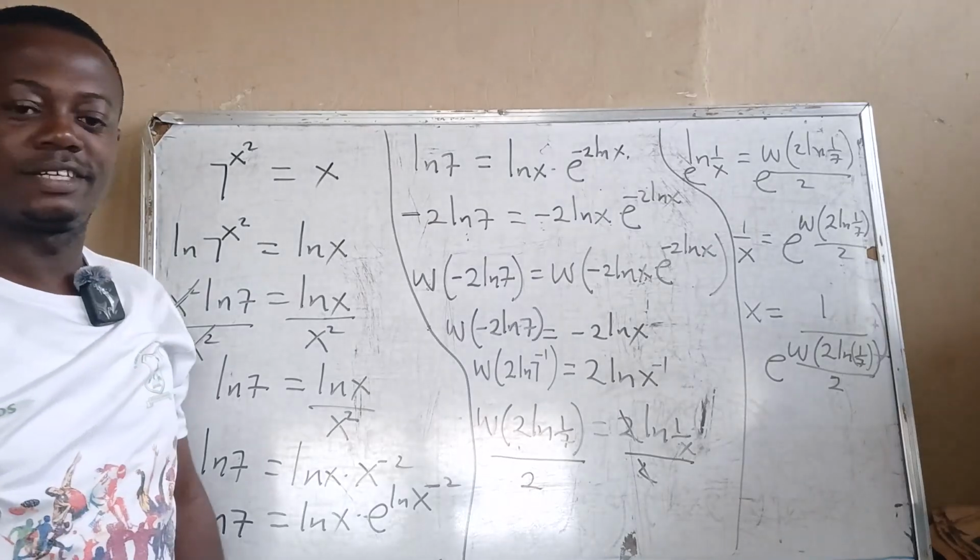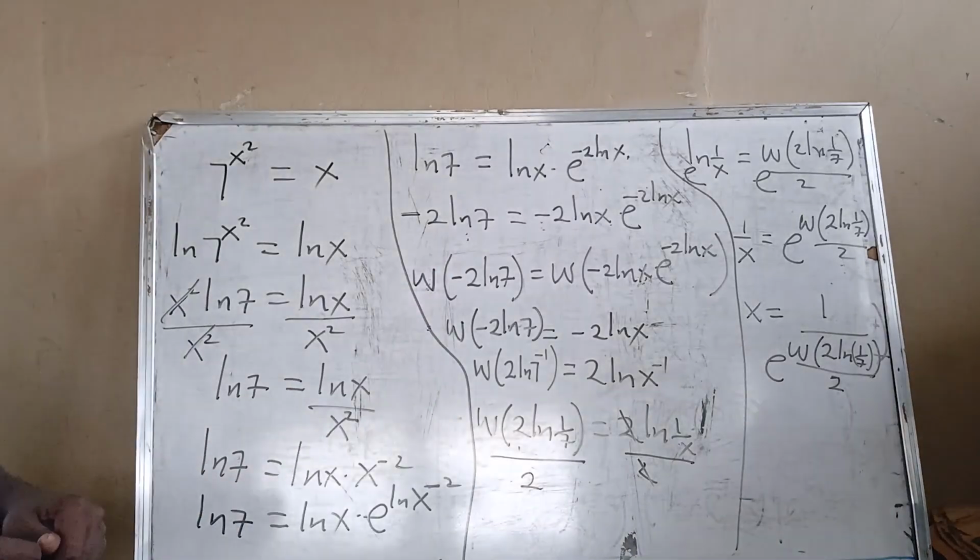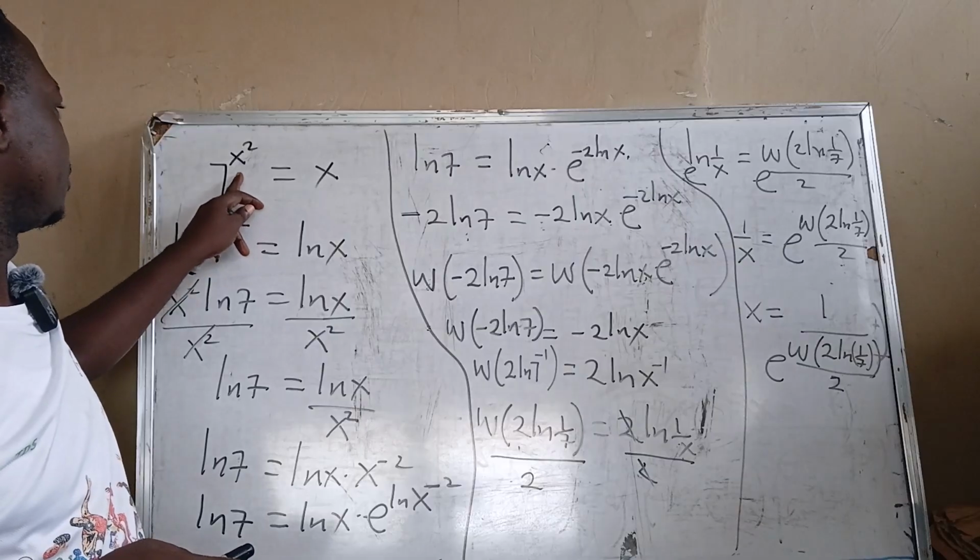All right, so that's the answer. So 7 raised to x squared equals x, that's the answer.